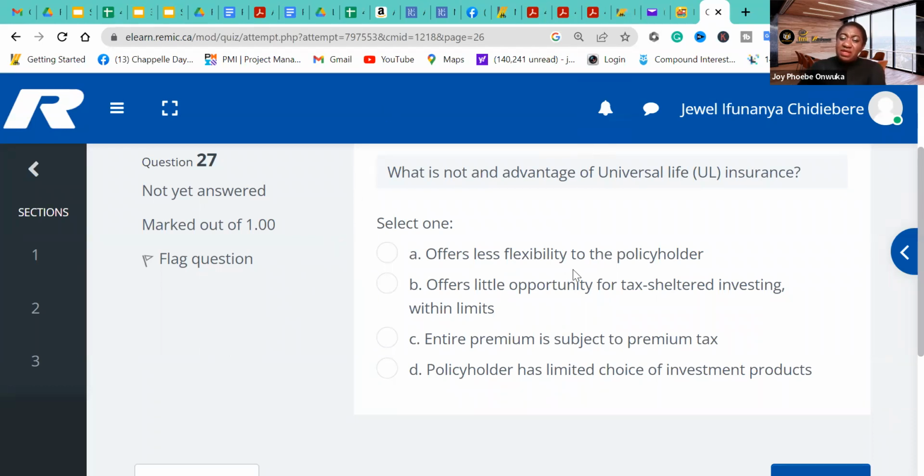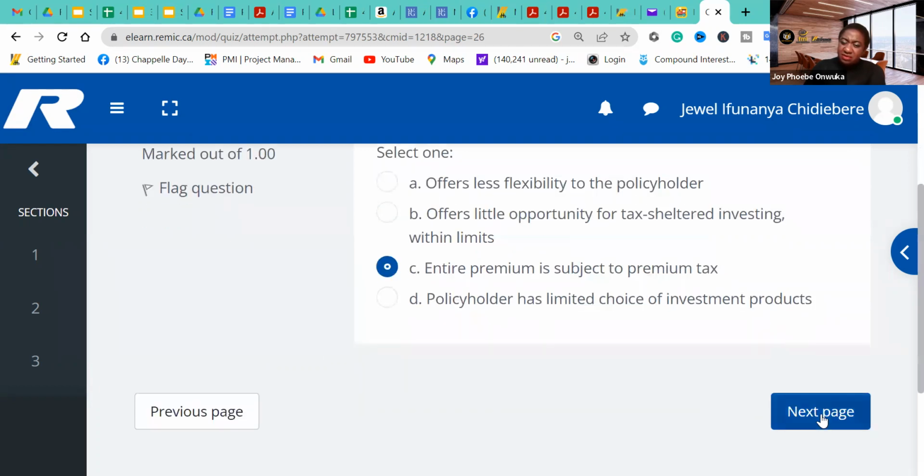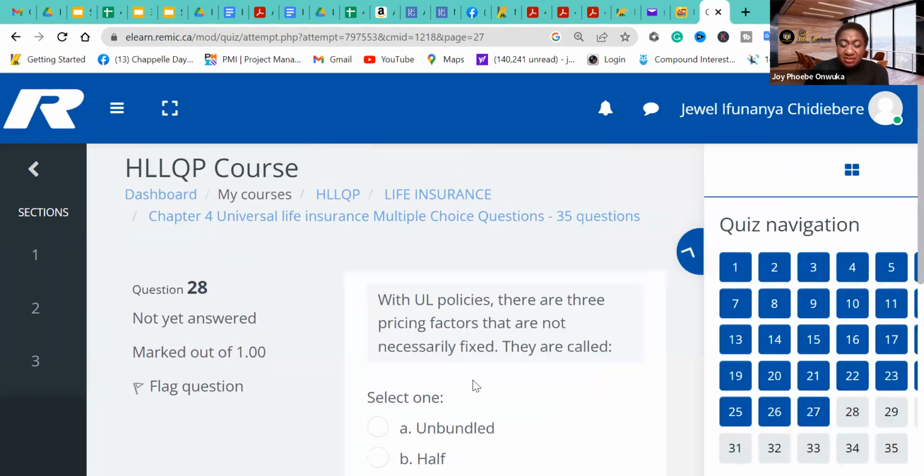when we say what is an advantage of, and what is not an advantage of UL insurance? Offers less flexibility to the policyholder. Offers little opportunity for tax shelter investment. It does offer this. Entire premium is subject to premium tax, yeah, this one is not an advantage. I'll go with this one. My eyes, oh my God.